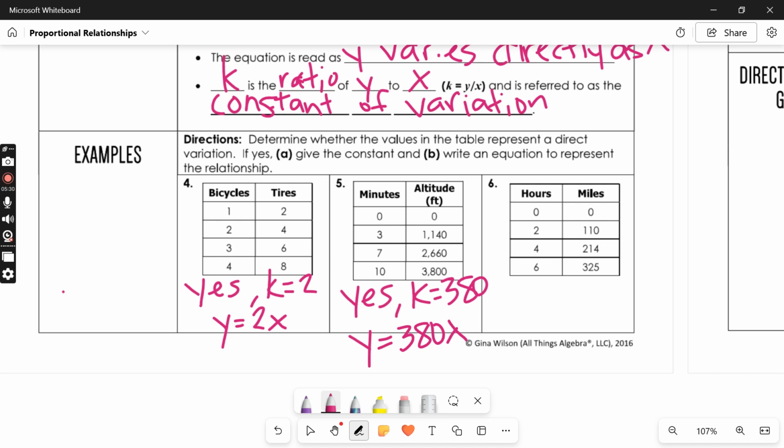Last one. Again, we can't do the 0 divided by 0 part, so we're going to do 110 divided by 2, which is 55. 214 divided by 4, which is 53 and a half. So we got something different. Doesn't matter if it rounds to something or not. If it's different, it is not direct variation. So we can just say no and move on.